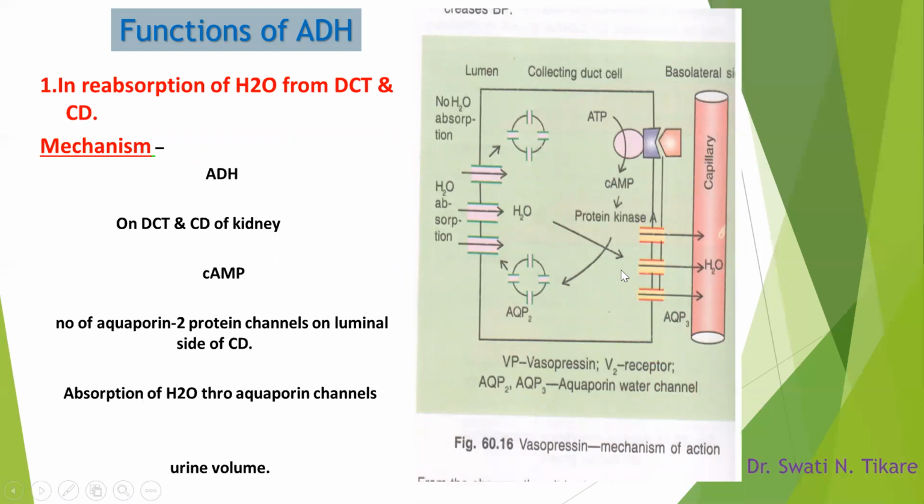This particular diagram shows a capillary, a blood vessel, on one end. Then this is a cell of the collecting duct. This is the luminal side, and this is what we call the basolateral side of the collecting duct. Now ADH is reaching this area through the blood.